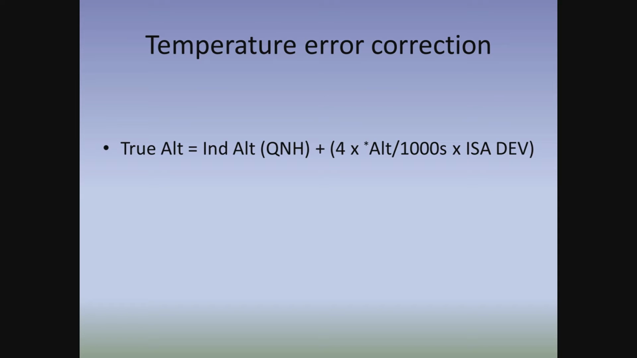It states that the true altitude is equal to the indicated altitude on QNH plus 4 times the altitude in thousands of feet multiplied by the ISA deviation. Now 4 comes from the fact that there's the 4% rule that we discussed on the last slide. Now what is this thing here? Because the ISA deviation is fairly obvious.